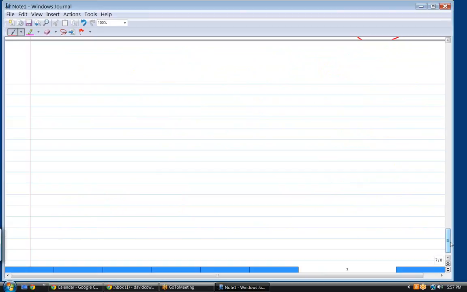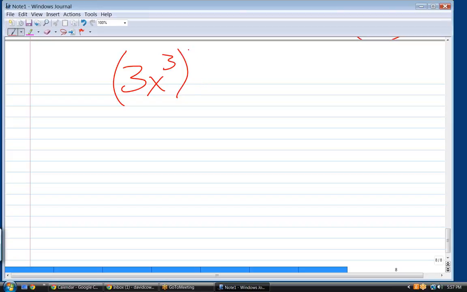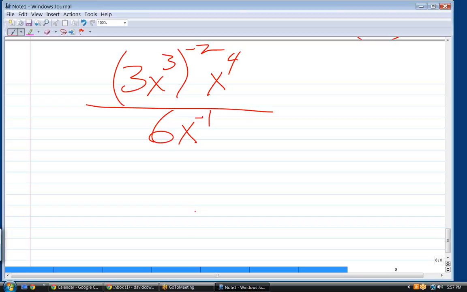You got time for maybe one? Okay. I have one that says simplify: in parentheses 3x cubed, and then that to the negative second, and then x to the fourth, and then that is all over 6x to the negative first times y in parentheses to the negative third. And they say, give your answer with all positive exponents. What is this equal to?